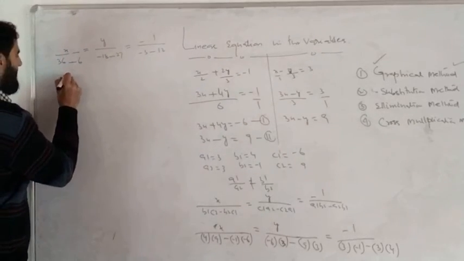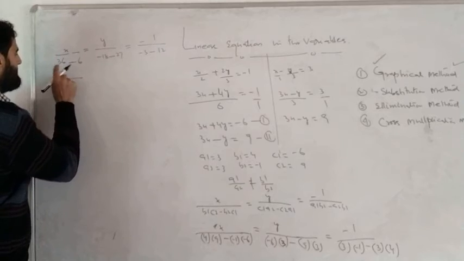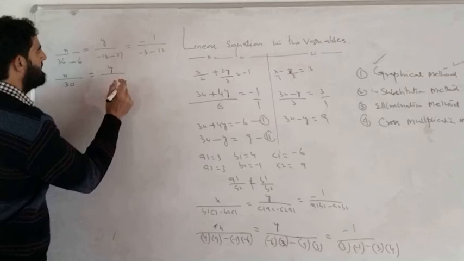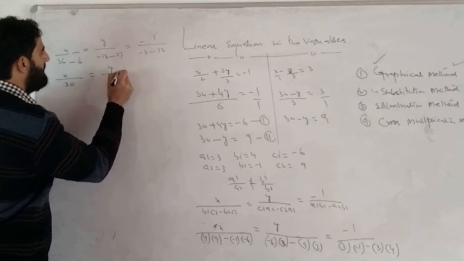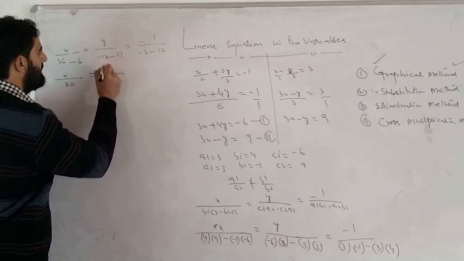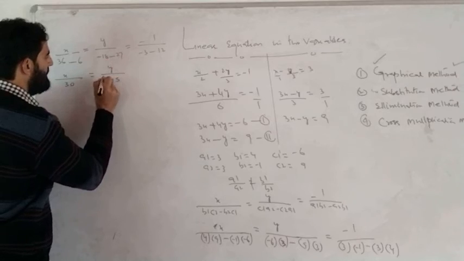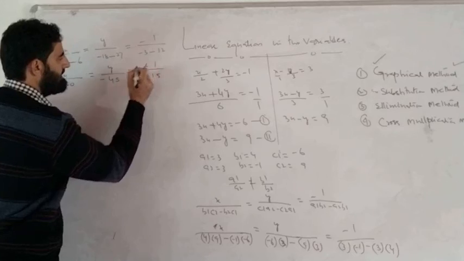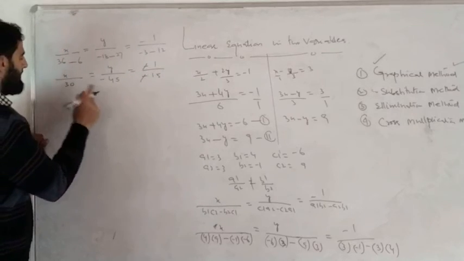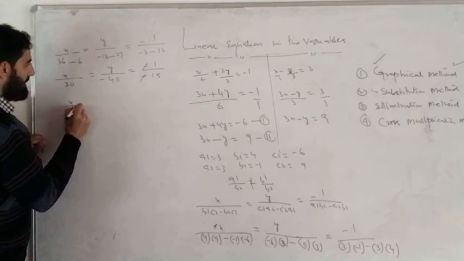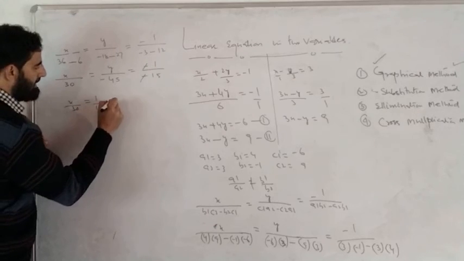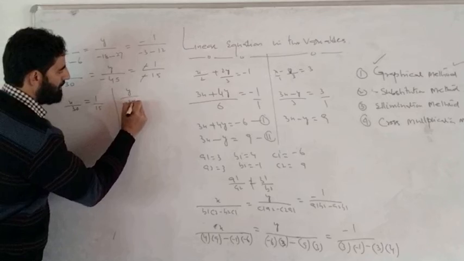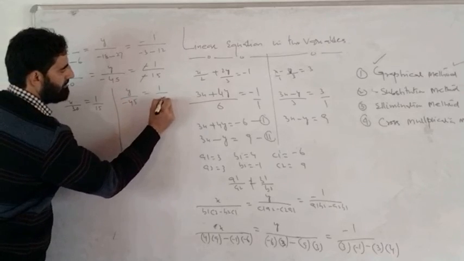So x divided by 30, 36 minus 6 is 30, is equal to y divided by minus 45, is equal to minus 1 divided by minus 15, minus and minus will get cancelled. So we are equating again x divided by 30 to this 1 by 15. Similarly, we are equating this y divided by minus 45 to this 1 by 15.